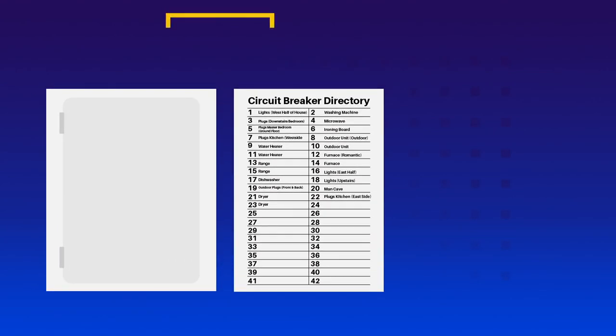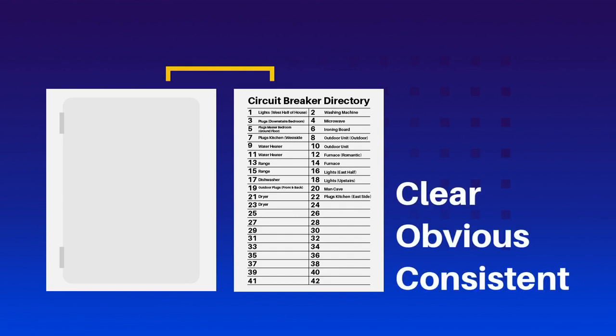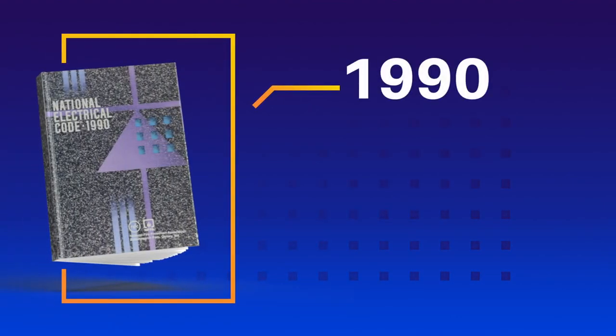The second is that information is useless unless it's easy to find. That means that the location has to be clear, obvious, and consistent. Historically, that meant placing a circuit directory on the face or inside the panel board doors. The requirement for a circuit directory was introduced in the 1990 NEC.